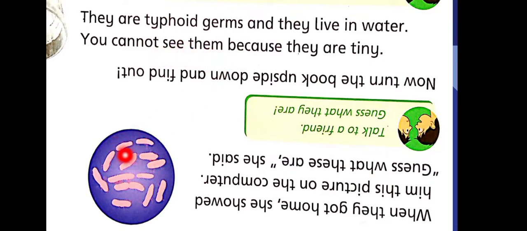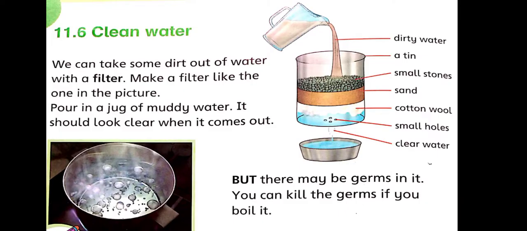So here we can understand that these are the typhoid germs and they live in the water, and Rafe's mother has shown him in the picture. And now we are going to read our next topic with another subtopic, that is clean water. So now I hope that you all are ready again here. Please put your pencils under each word like the previous one, and you have to read it again with me.